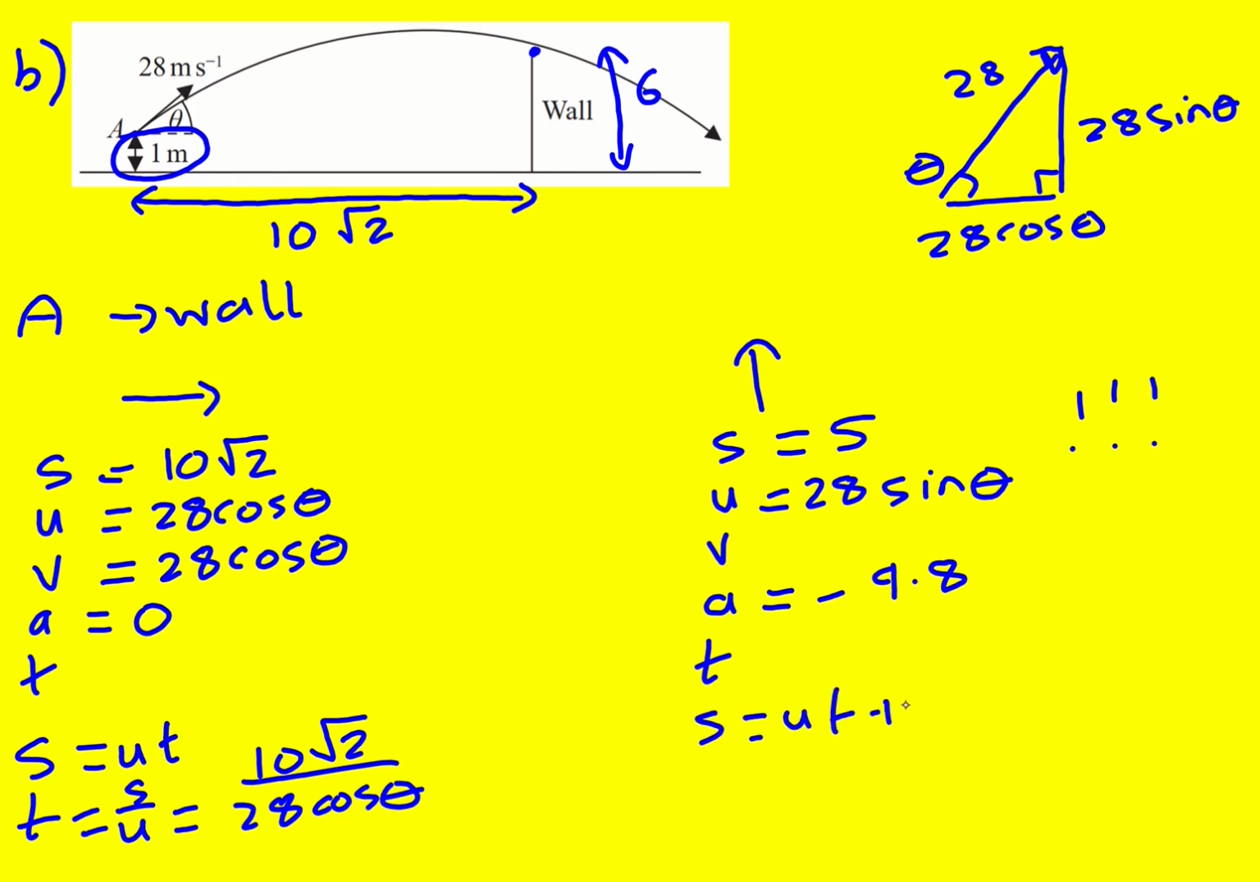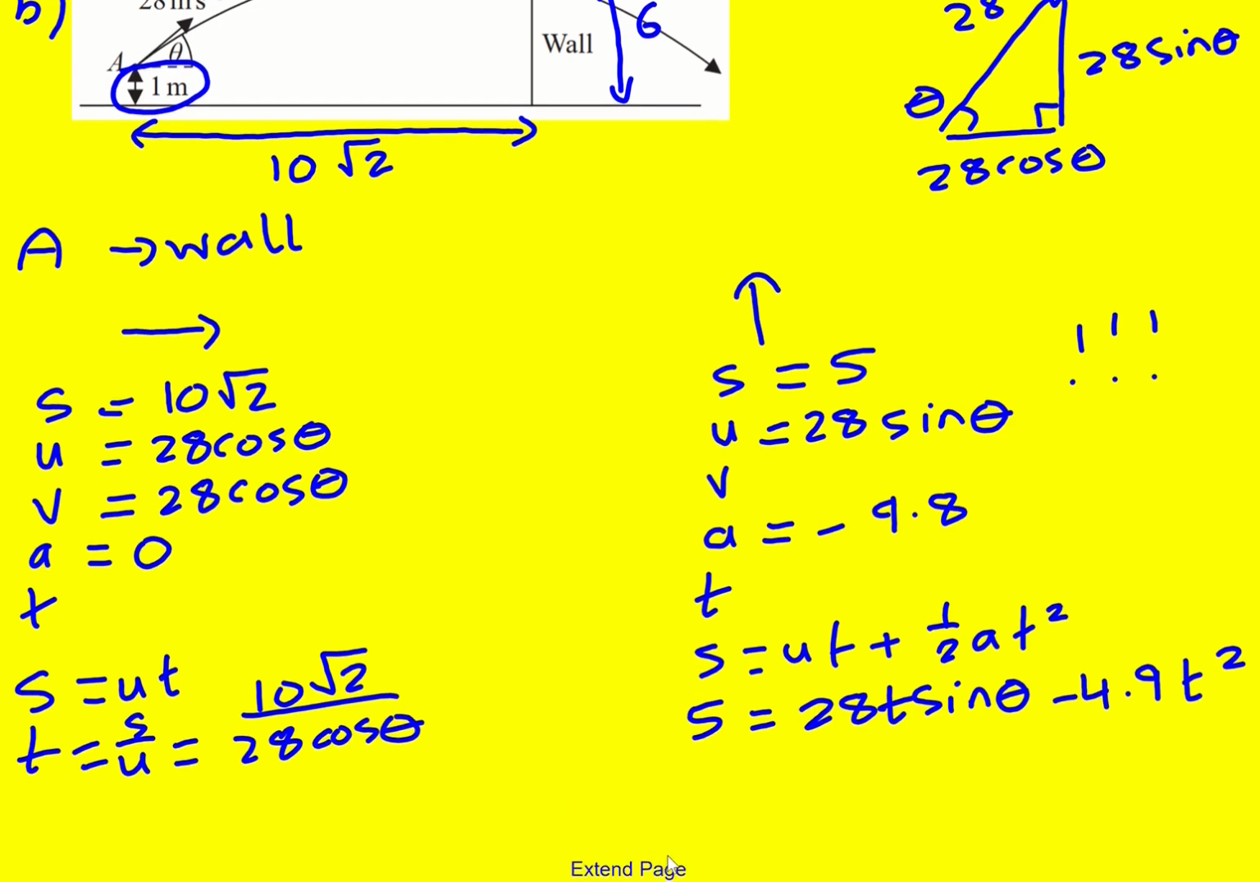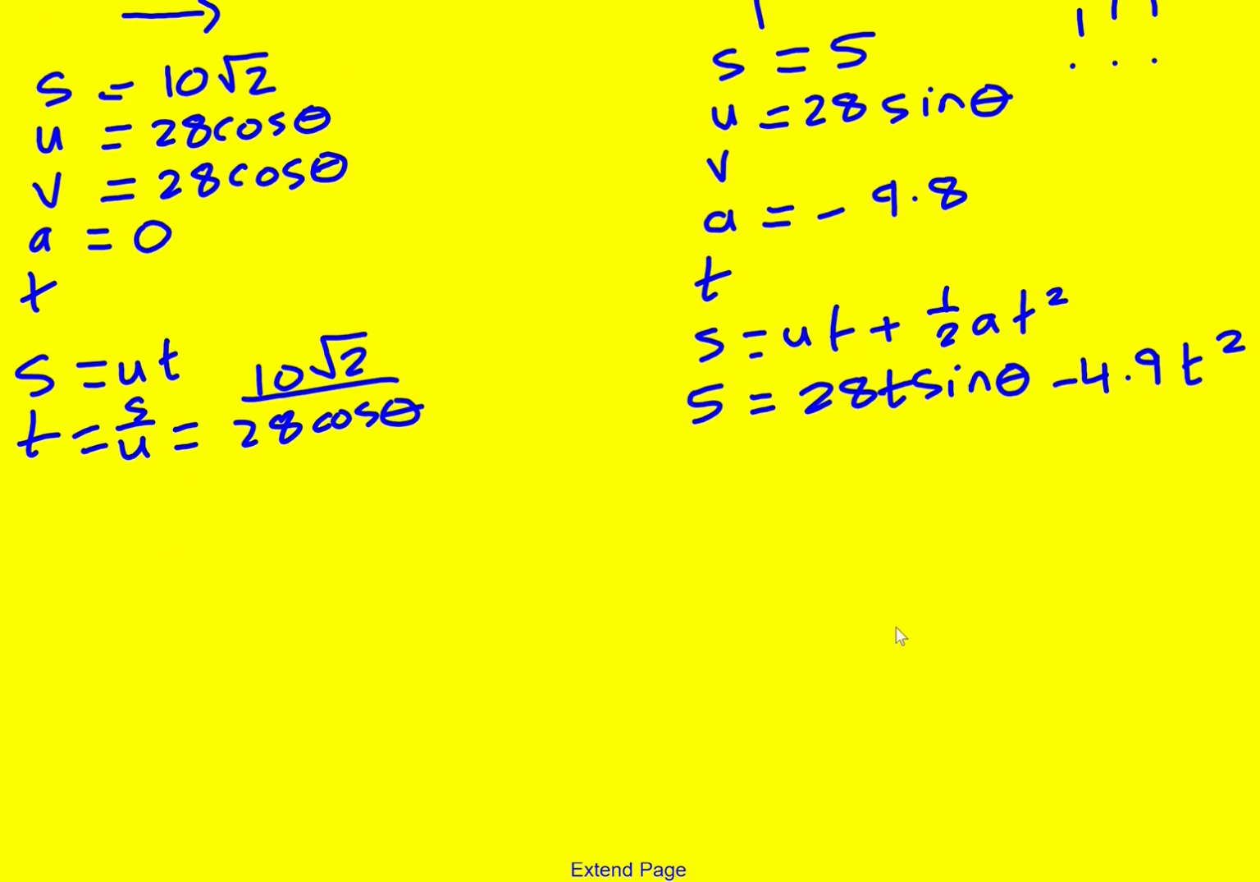S equals ut plus a half at squared, which means that 5 is equal to 28t sine theta. A half times minus 9.8 is minus 4.9t squared. We're in the process of generating the equation of motion to some extent. It's just that I'm using 5. I've actually got values, but we don't know what theta is.